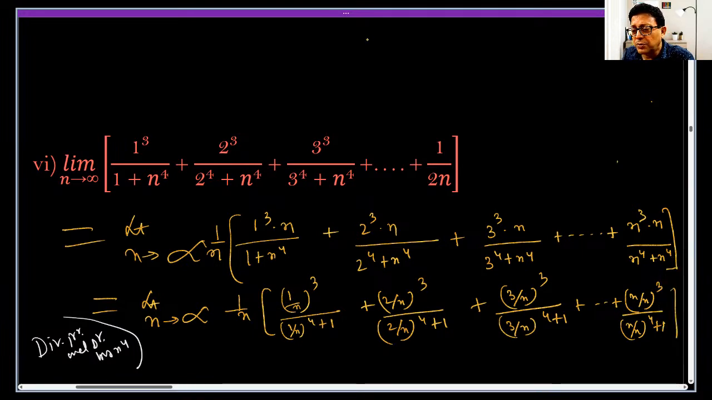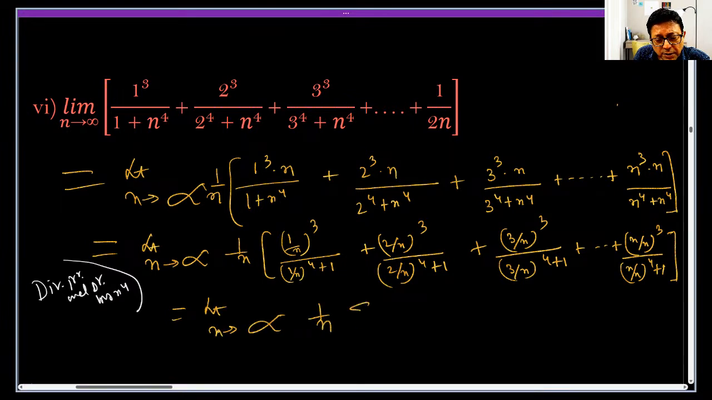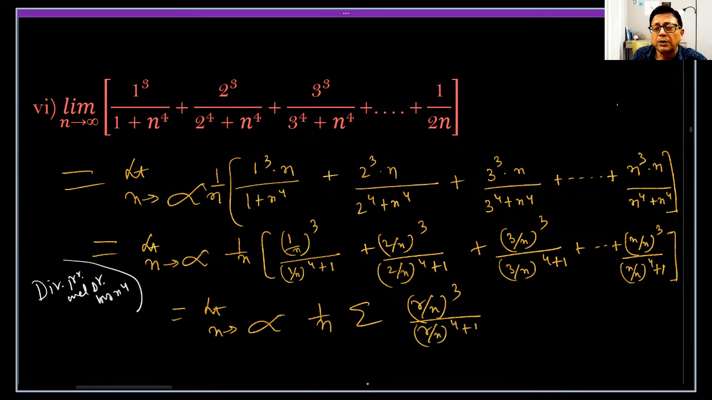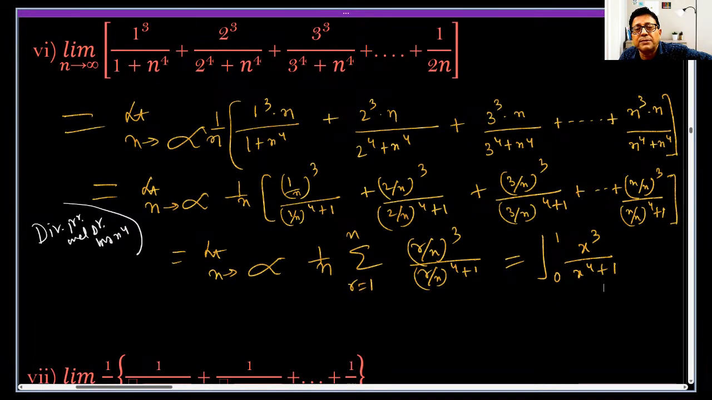One way to solve a sum in mathematics is to get the pattern. You got the desired pattern. You just write sigma r by n whole cube. This r is changing from 1 to n. R by n to be replaced by what? This I told you in so many sums. 0 to 1 x cube by x4 plus 1. Everyone in this world can do this sum. Just make a simple substitution.